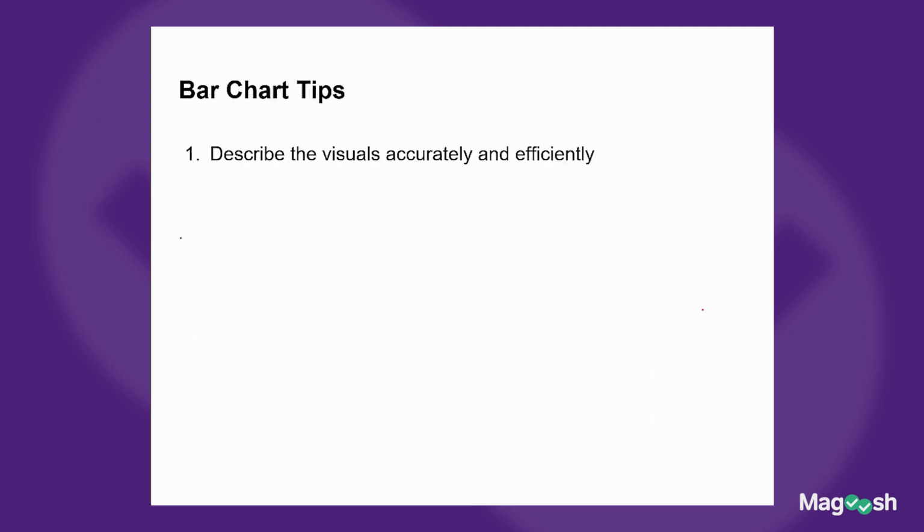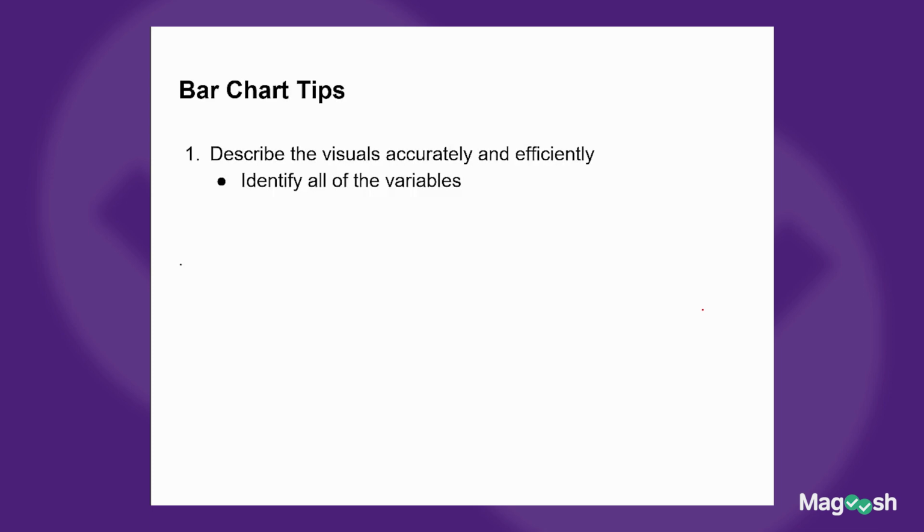All right, so number 1, as with any Task 1 question, your most important job is to describe the visuals accurately and efficiently. So for prompts with bar charts, that means you will need to identify all the variables on the chart. And that's tough because on these bar charts, often there are a lot of different variables, a lot of different characteristics included in the bar chart itself. And our sample prompt certainly is no exception to that.